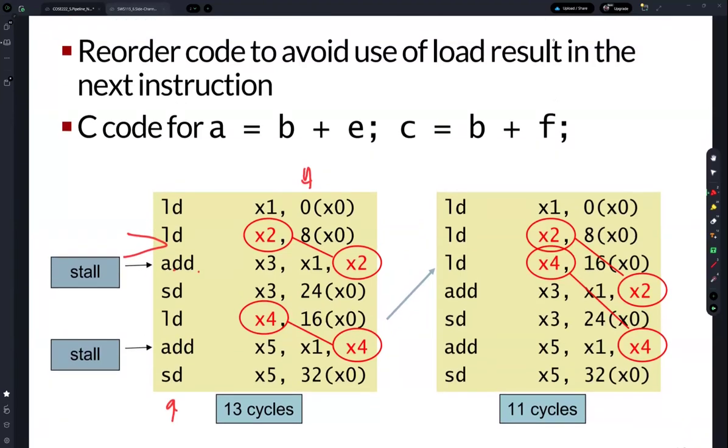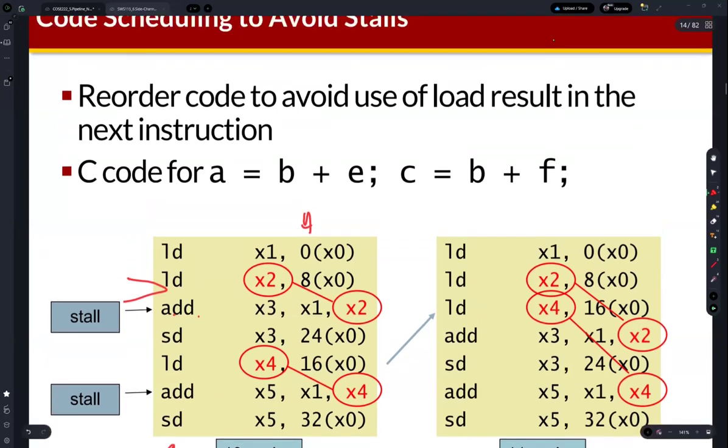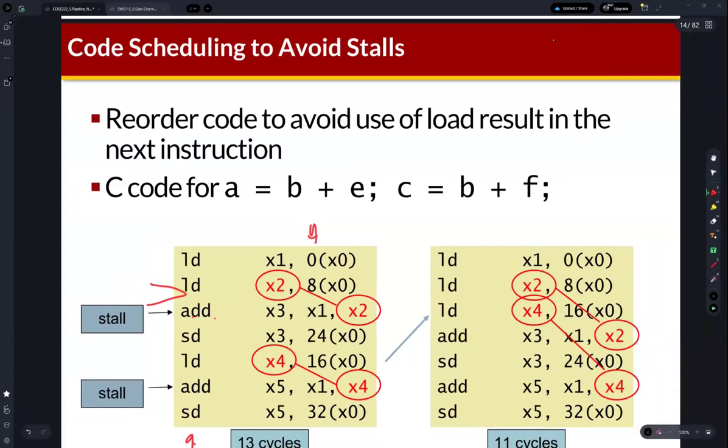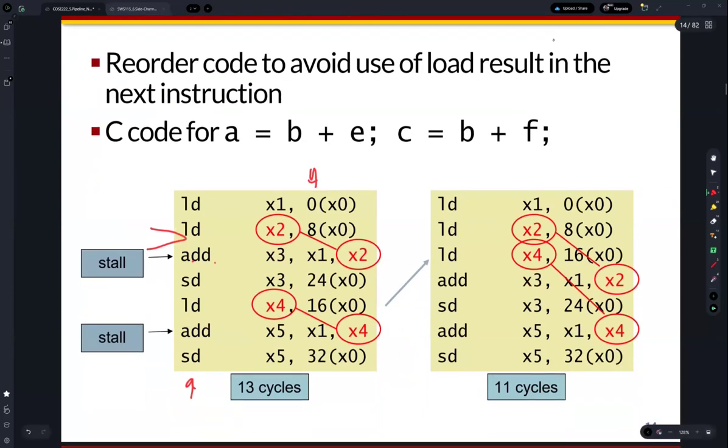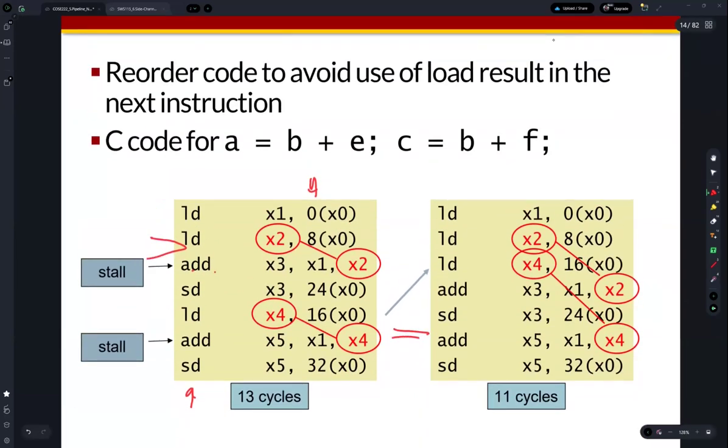But by reordering the order of instructions, we can avoid this situation. This is code rescheduling by the compiler. So we can change the code to be like this. You can find a load instruction and a load instruction, and then another load instruction, and then the add instruction. So what is changed?